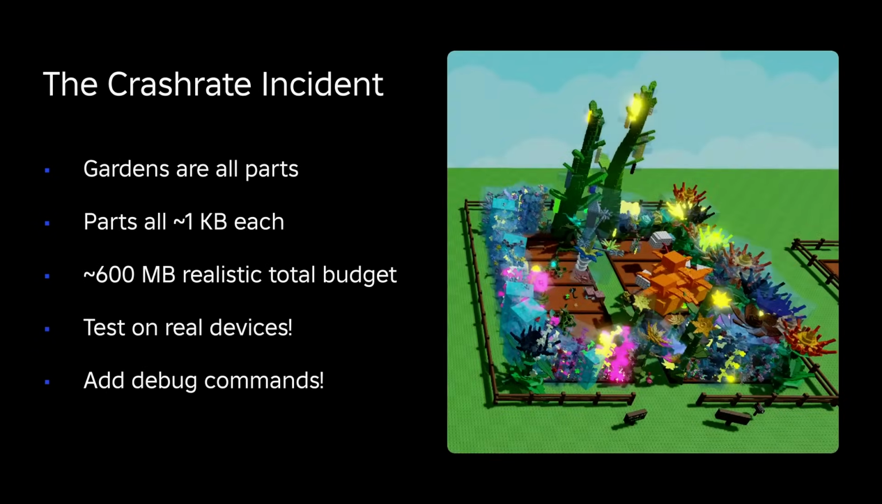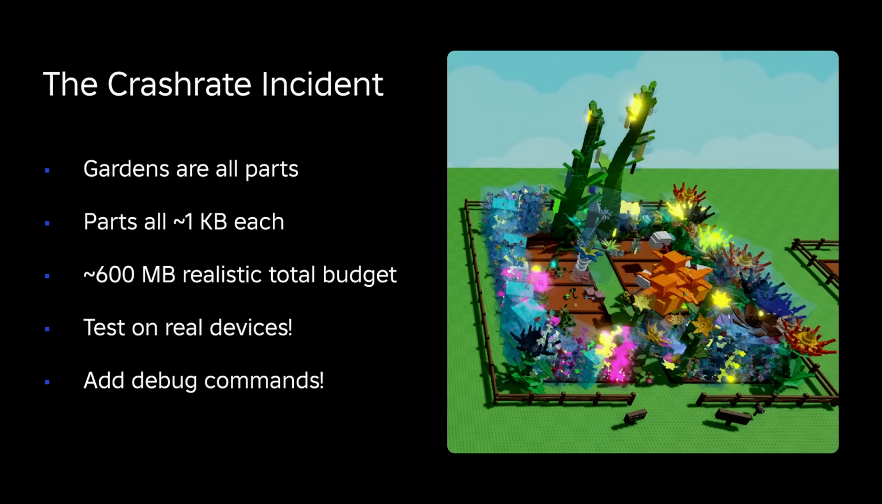And this leads to an interesting problem where one of the biggest challenges that Grow a Garden actually had was stopping clients from crashing, because the game may look like how it looks, but it's actually incredibly complex in terms of how the gardens are put together. Every garden is made up of about thousands of parts. You only have about 600 meg to play with on low-end devices, and every single part costs 1 kilobyte.